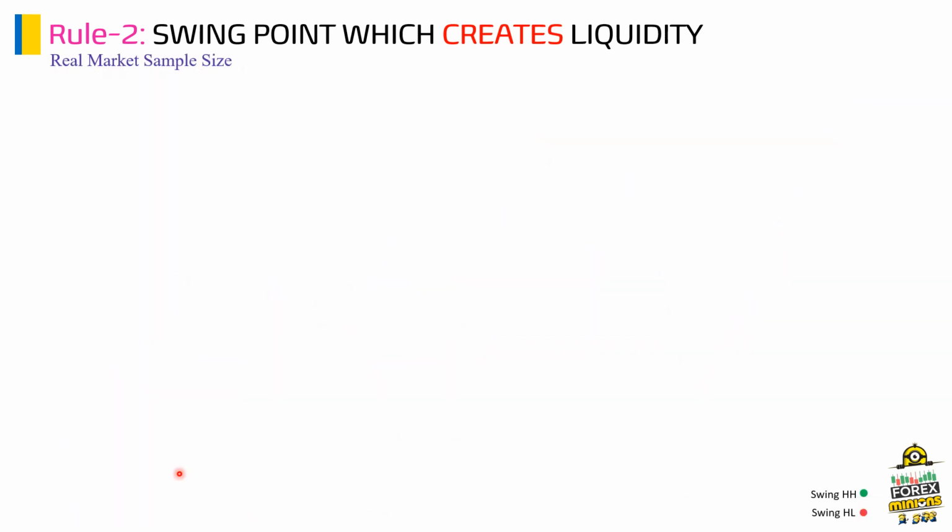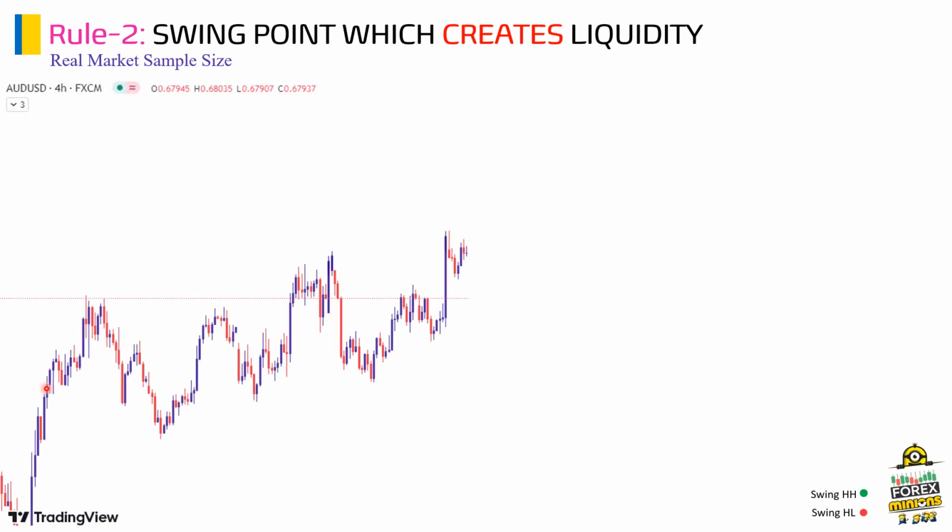Now, let's understand this rule with a real market sample. This is the Australian dollar chart at the 4-hour time frame. Now, as per smart money concept, for this high, this is our inducement level. Now, a candle closed below this inducement level and above this previous high. As per the rule, we can mark it as swing high and swing low points.